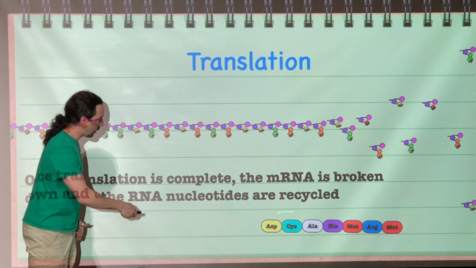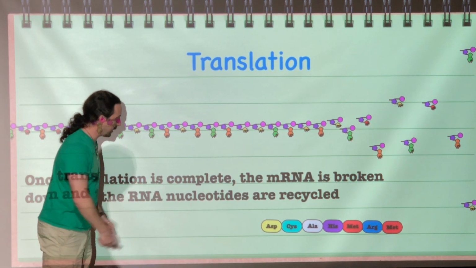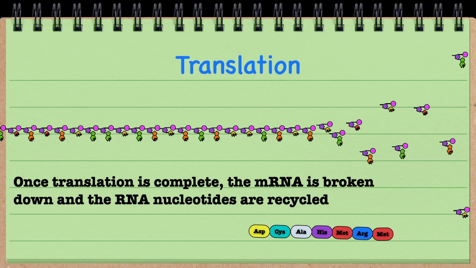And at the end, our end product is our polypeptide chain. We have, in this case, methionine, arginine, methionine, histidine, alanine, cysteine, and asparagine. That is our polypeptide chain.